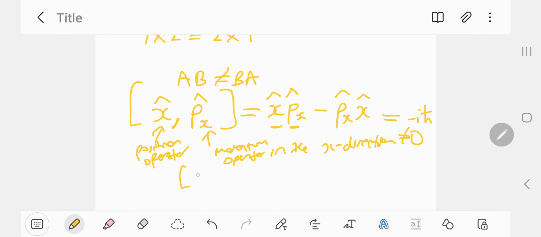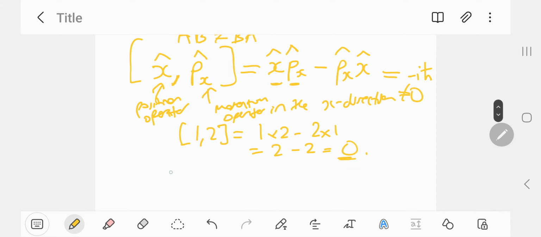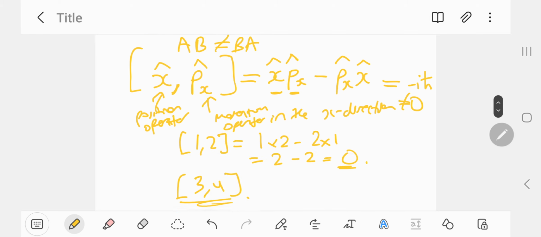Whereas in the classical case, suppose I have 1 and 2. The commutator of this is just 1 times 2 minus 2 times 1. It's 2 minus 2, that's 0. As an exercise, try and find the commutator of 3 and 4. Let's see what you get. And that's the idea of commutators.